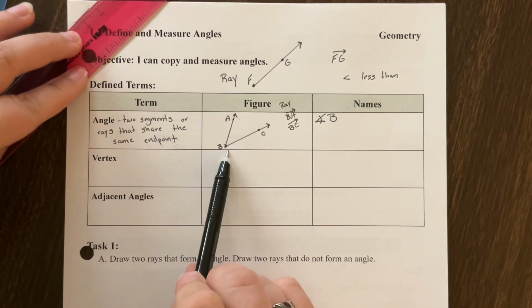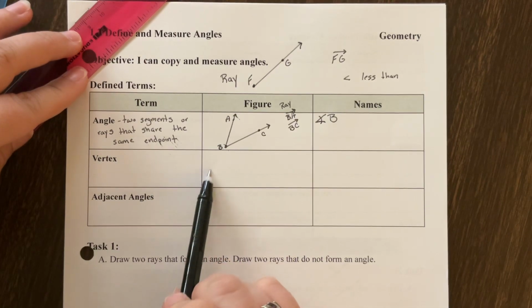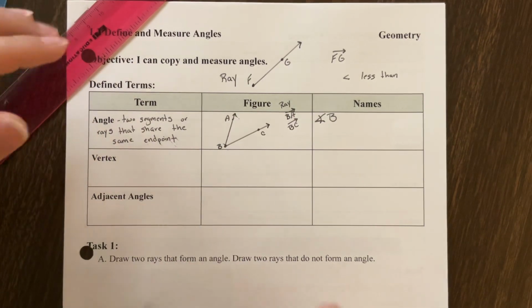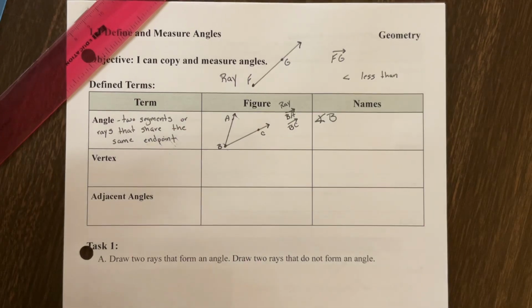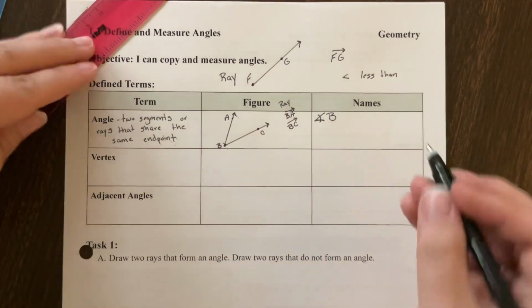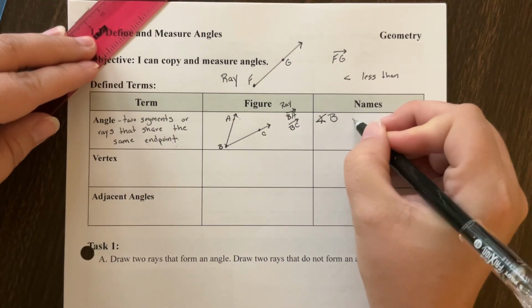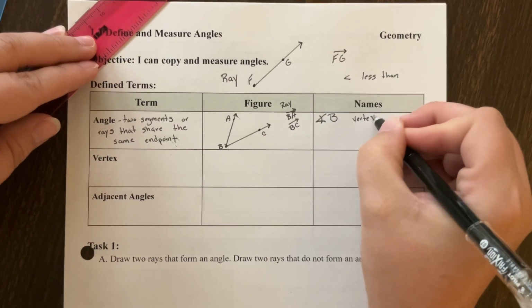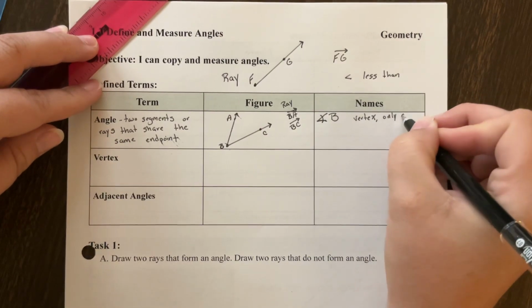What I mean by that is I could have other rays coming off of B, and I can't call them all angle B because I don't know which one I'm talking about. So if you name it with the vertex, it has to be the only angle at that vertex.